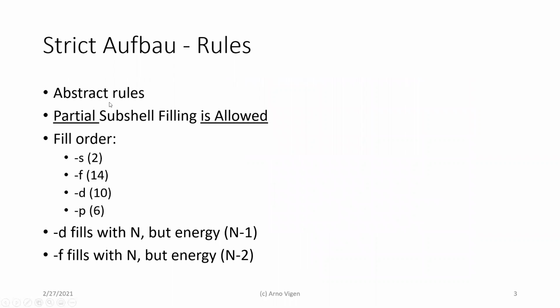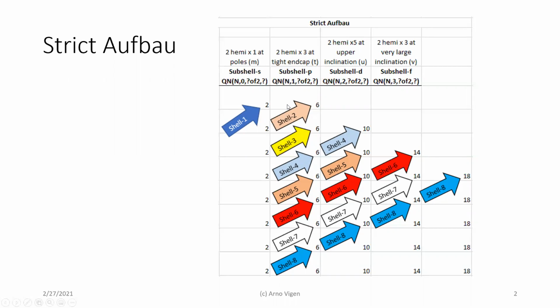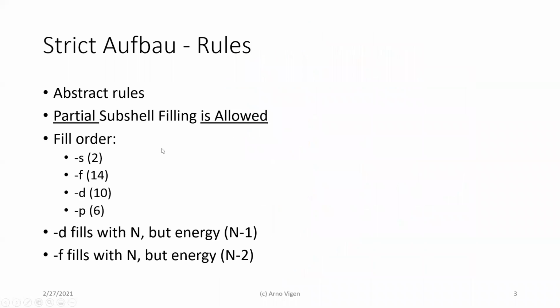Now, these aufbau rules are strict. As you can see, it's just a numeric table. Second, partial filling is allowed, which is what we will show here. Here you will get 2 filled, and then they'll just use 1 of 6 for boron.